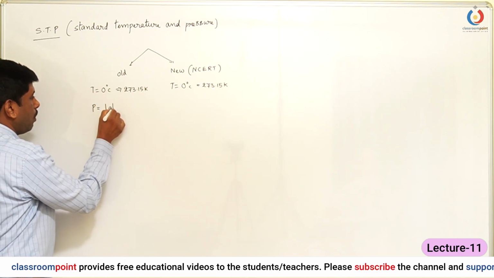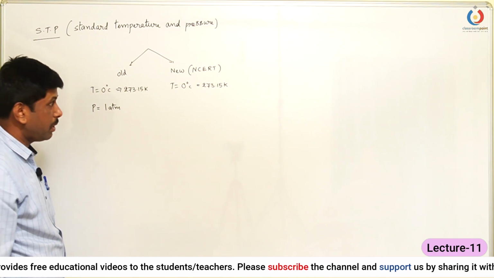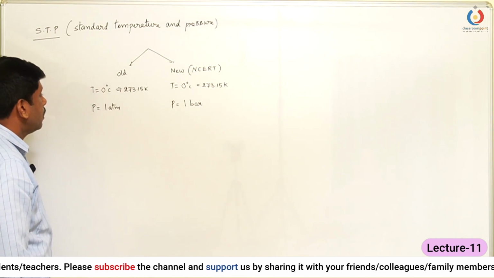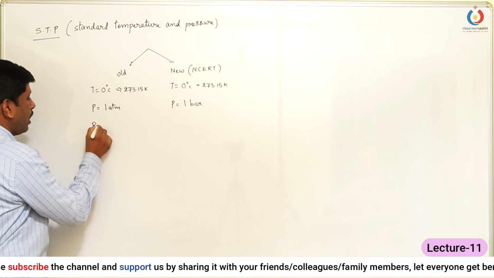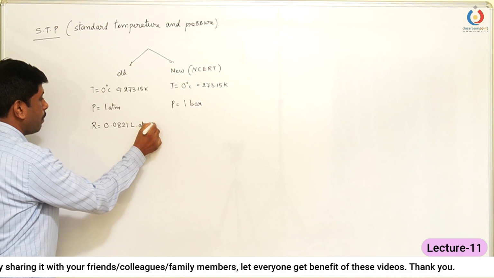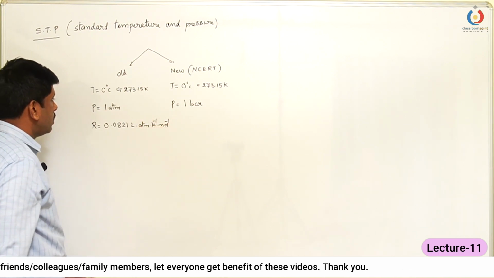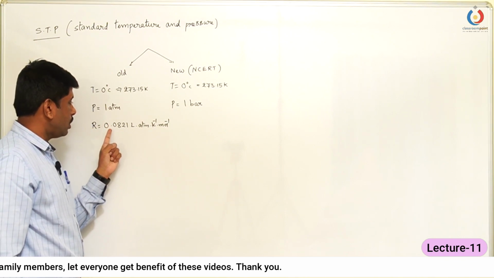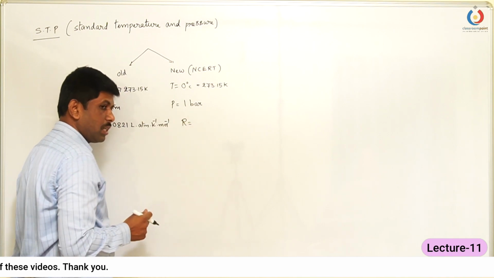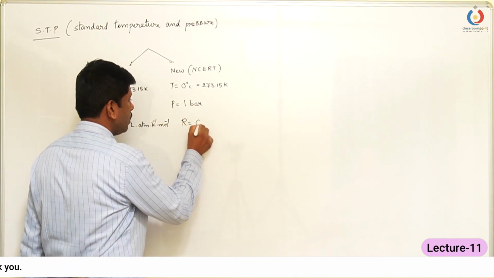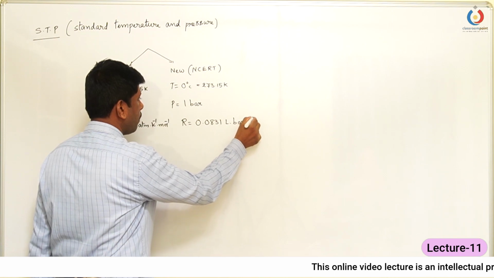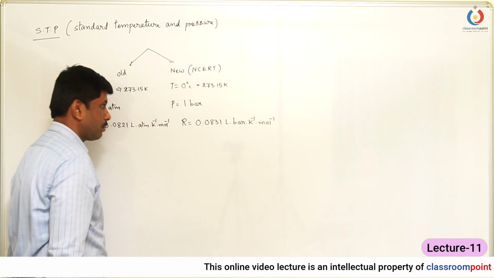Pressure. According to the old convention, it was 1 atmosphere. In the new convention, it is 1 bar. And let us take the R value, 0.0821 liter atmosphere per Kelvin per mole. Since pressure has been taken in atmospheres, the R value also should be in atmospheres. And here the R value, that is the universal gas constant, equals 0.0831 liter bar per Kelvin per mole.